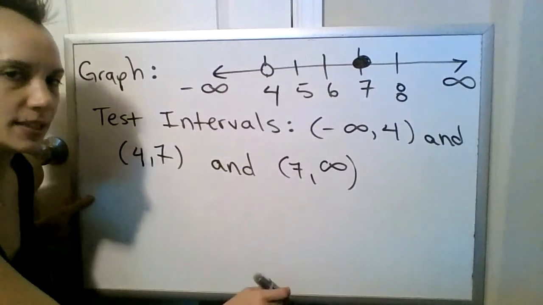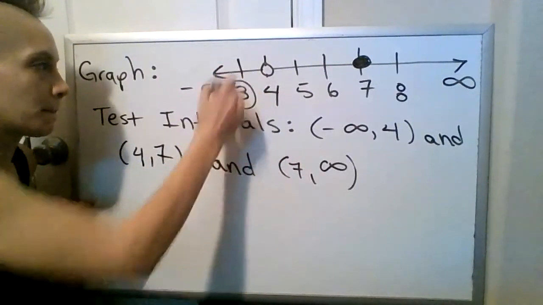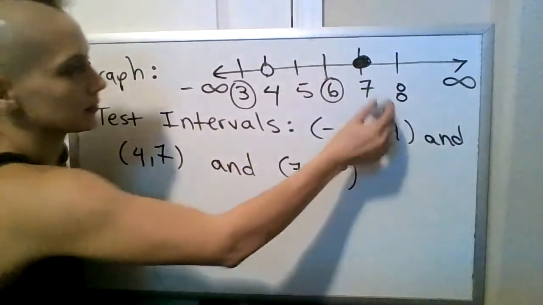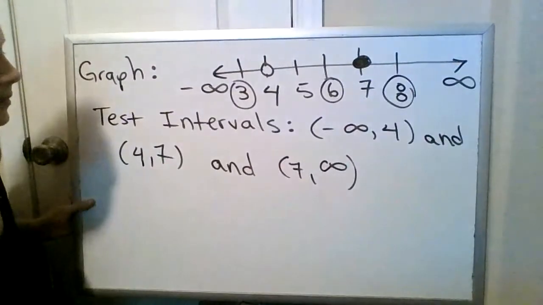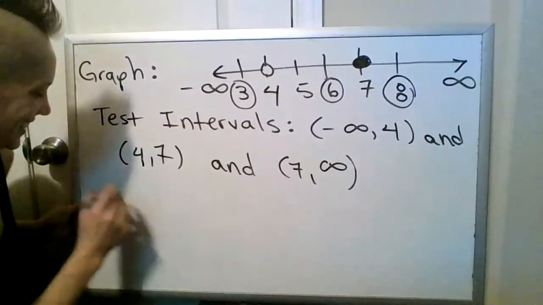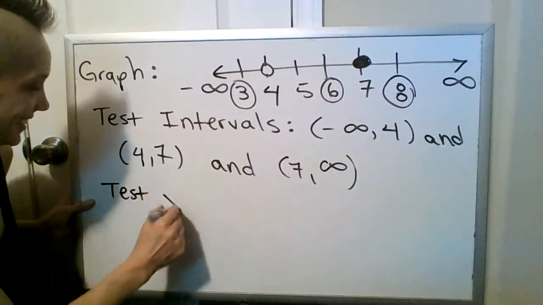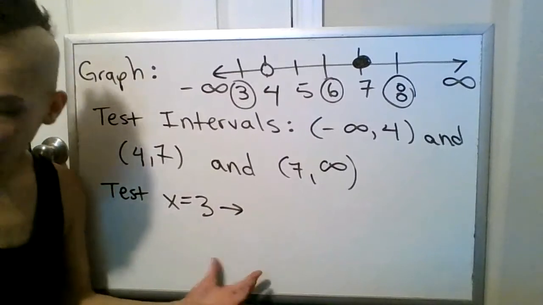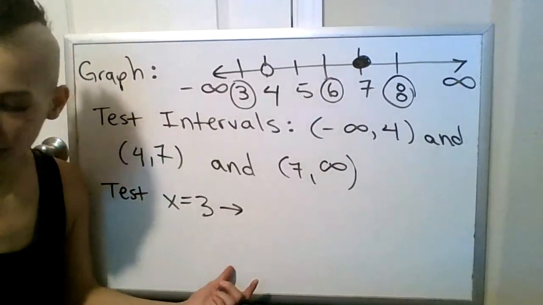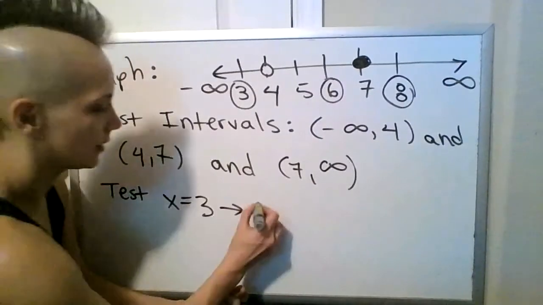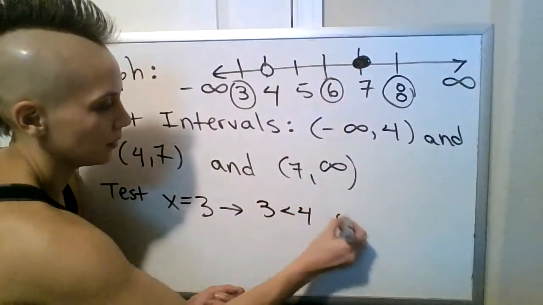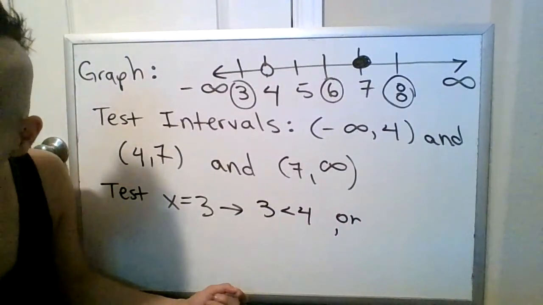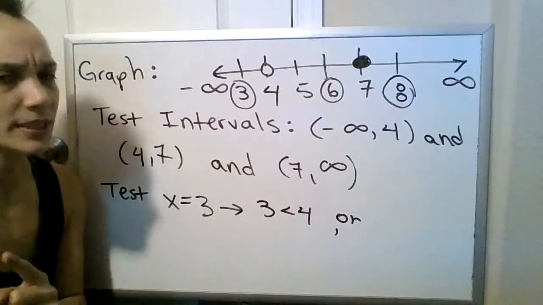Okay, let's test x equals 3. And how about 6? Okay, so you read the inequality in the set, and we're going to put it into both parts. So 3 less than 4, or 3 greater than or equal to 7.